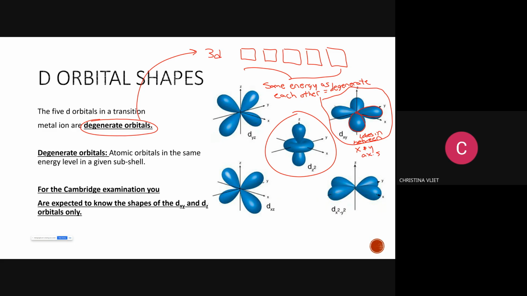The other ones, yz, xz, and x squared minus y squared, if you just want to know. For yz, the lobes are right in between the y and z axis. That's why they call it yz. For xz, the lobes where the electrons can be are between the x and z axis. And then the x squared minus y squared has the lobes on the x and y axis. So just in case you wanted to know. But these are the two that Cambridge says they want you to memorize how to draw.